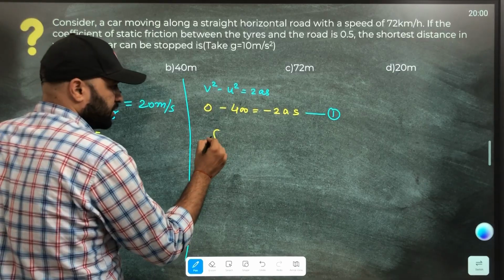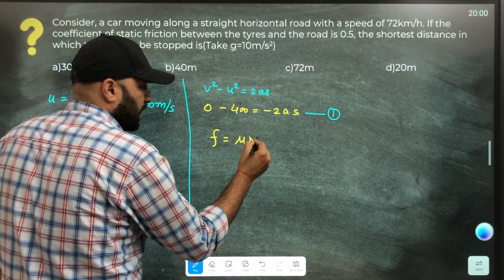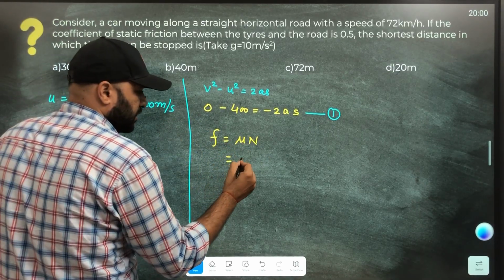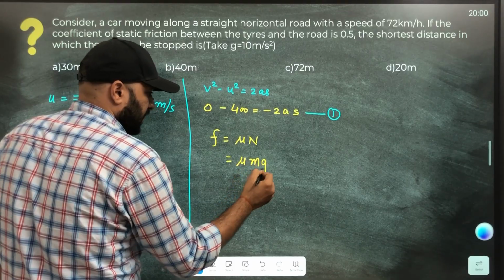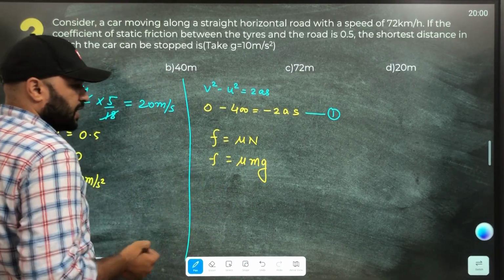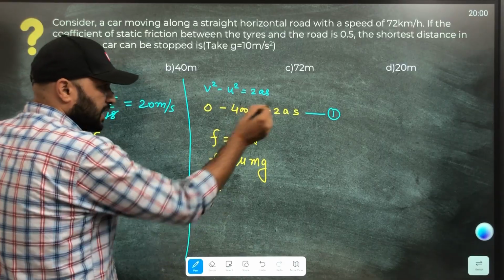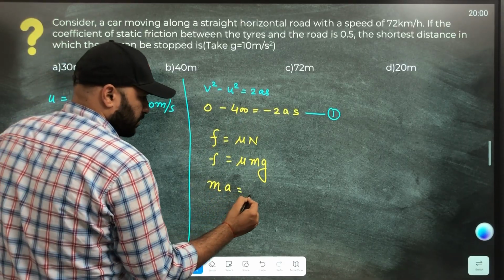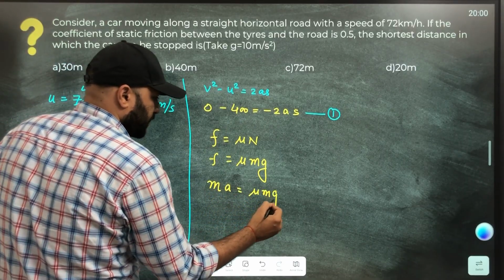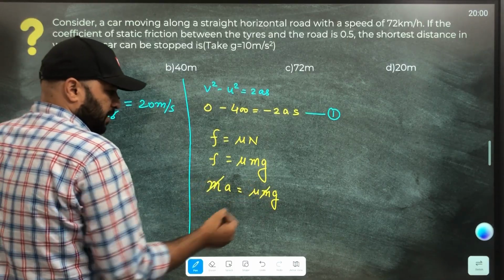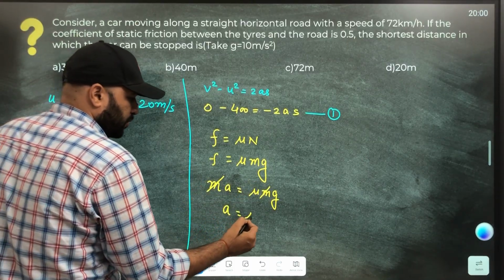And frictional force is mu N. And N is the weight of this car, mg. This is our frictional force. And this frictional force will give this retardation. a will be equal to mu mg divided by m. Correct? m and m cancel, a will be equal to mu into g.